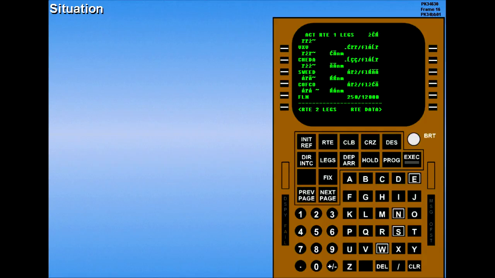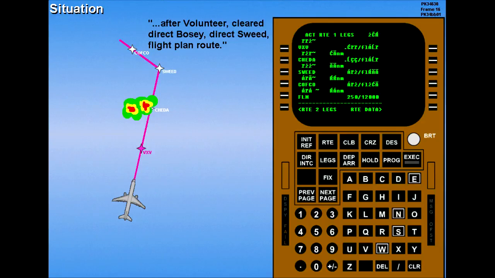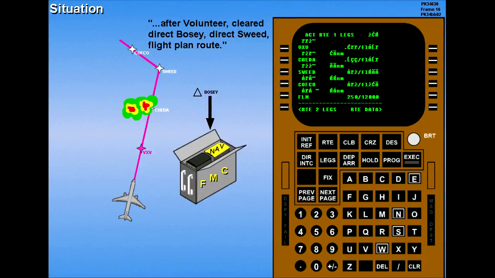In this situation, thunderstorms cause ATC to issue the following modified clearance. After Volunteer, clear direct Bosey, direct Swede, flight plan route. To satisfy the clearance, Bosey, a waypoint not on the active route, must be entered into the planned route of flight.